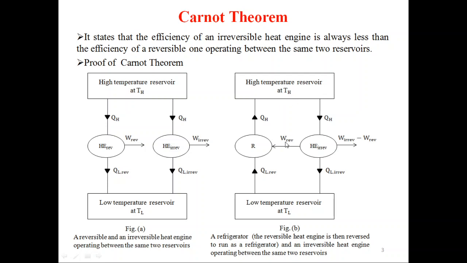When we are supplying W reversible work to the refrigerator, we are getting this work from the irreversible heat engine. So the net value of work output from the irreversible heat engine will be W irreversible minus W reversible, and it is supplied with QH amount of heat from high temperature reservoir, and this irreversible heat engine is rejecting QL irreversible heat to the low temperature reservoir.